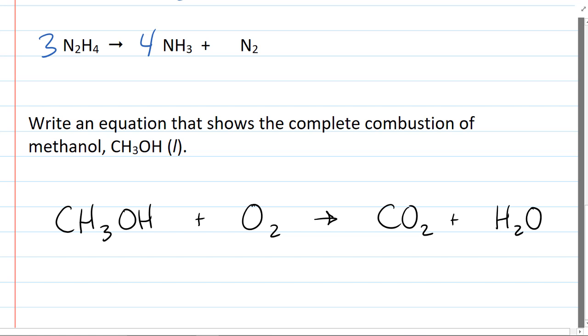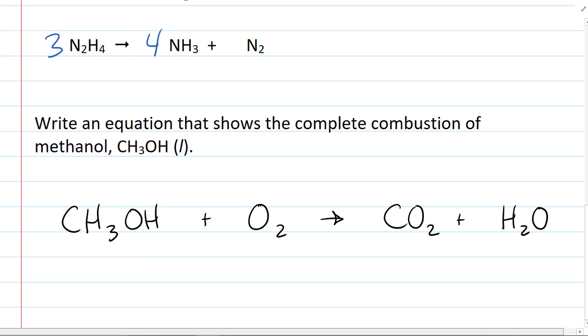First of all, which element do we save to last? O2. So then we go to the carbon. How many carbons on the left? 1. How many on the right? 1. How many hydrogens are on the left? 4. How many on the right? 2. So what do we need to put in front of the H2O? Put a 2 over there. Good. That balances it. That means that the only element left to balance is the oxygen.